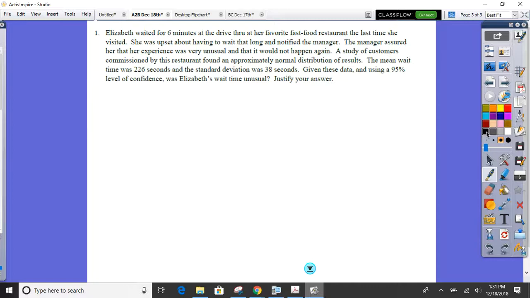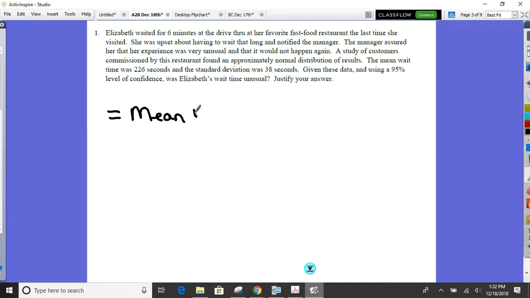Well, let's find the interval. Let's find that 95% interval. How do I find the interval again? I take the mean, add and subtract the what? Oh, for the confidence interval, add and subtract, not the standard deviation, my margin of error.